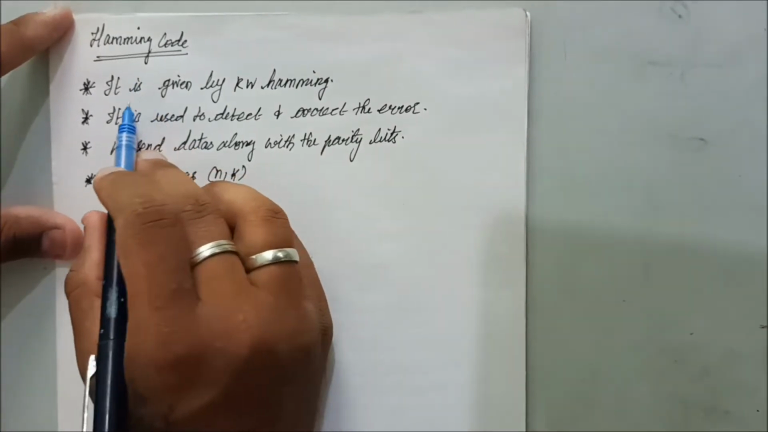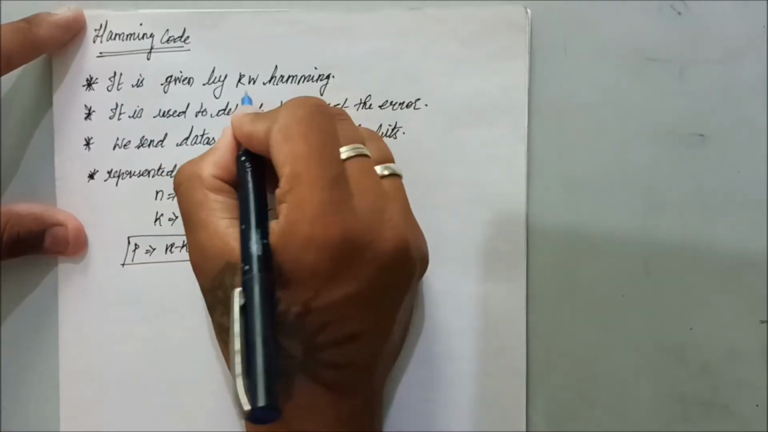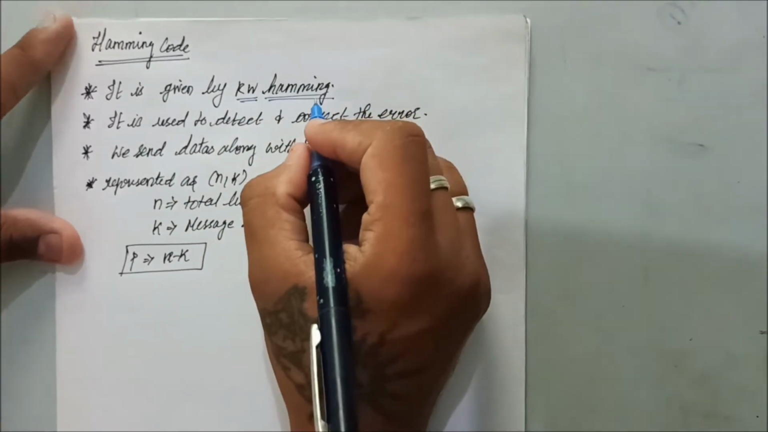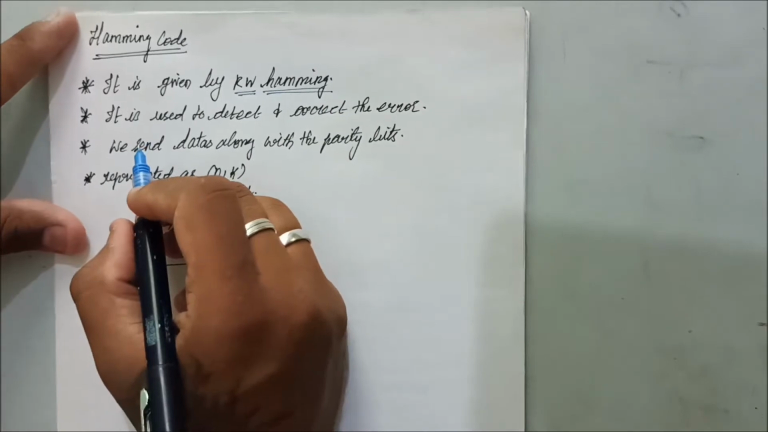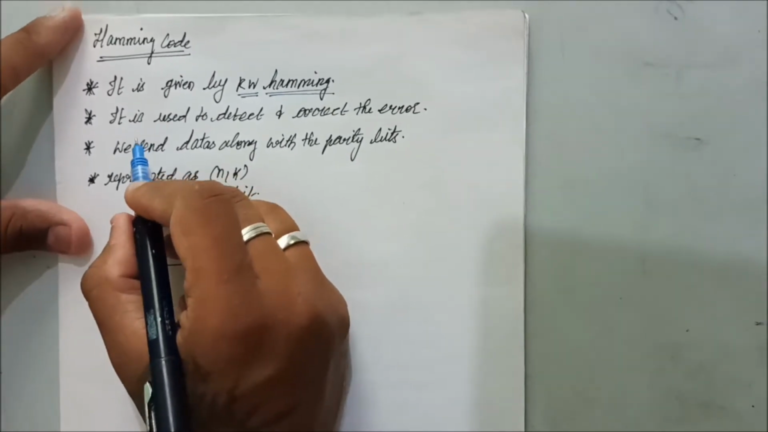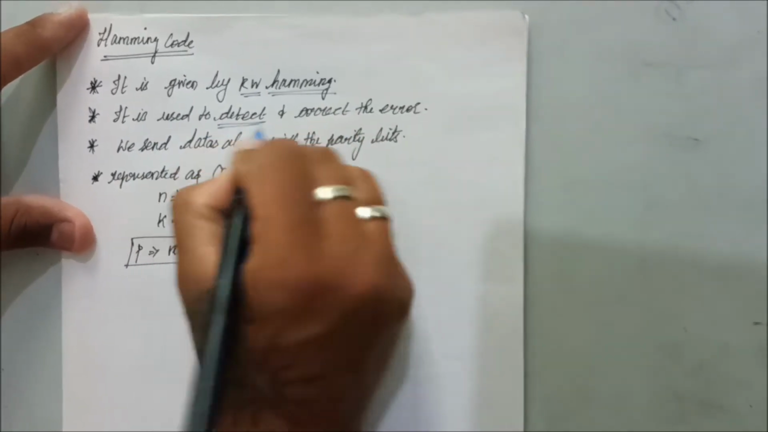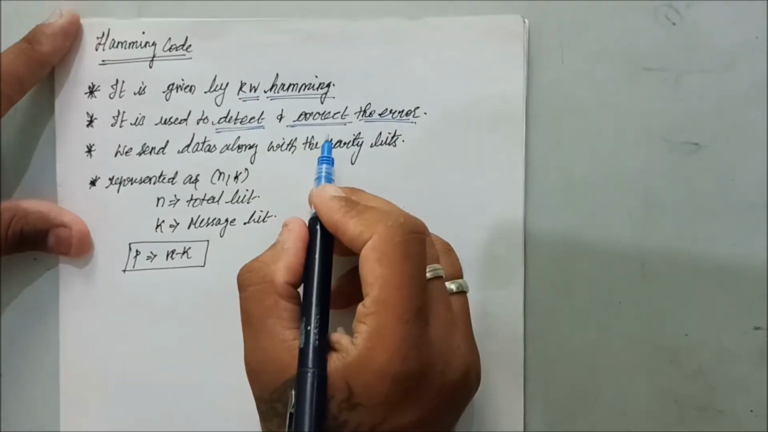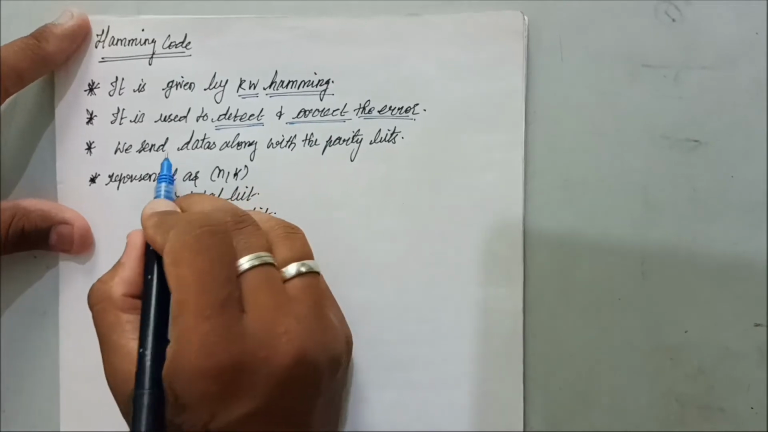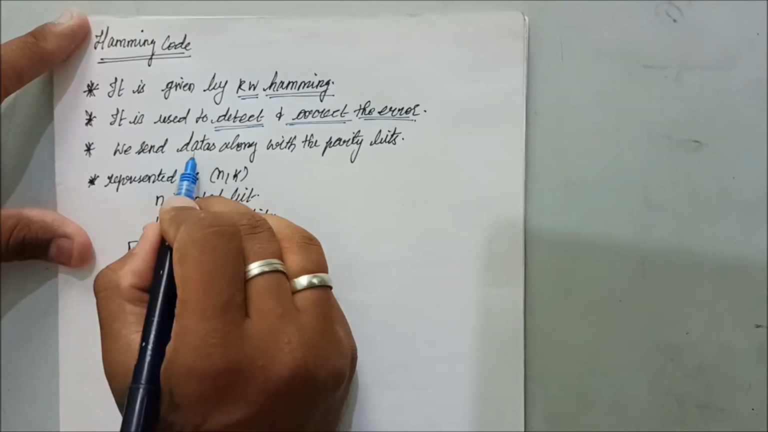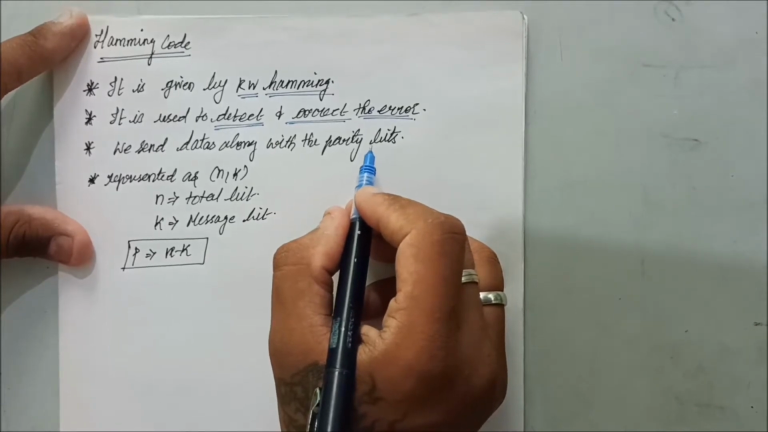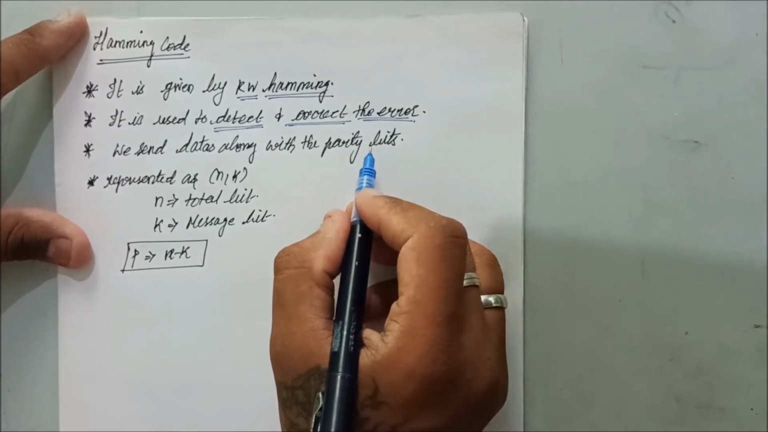The Hamming code is given by R.W. Hamming, a scientist who discovered this code. What is the Hamming code used for? It is mainly used to detect and correct errors. This is the main advantage of going for the Hamming code. In this, we send the data along with the parity bits, and by doing so we can easily detect and correct the errors.